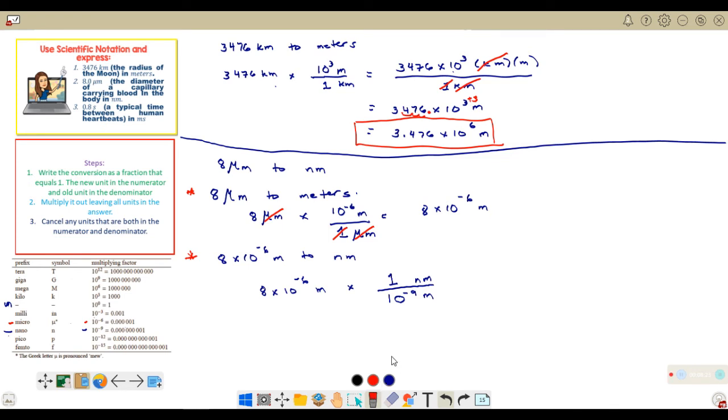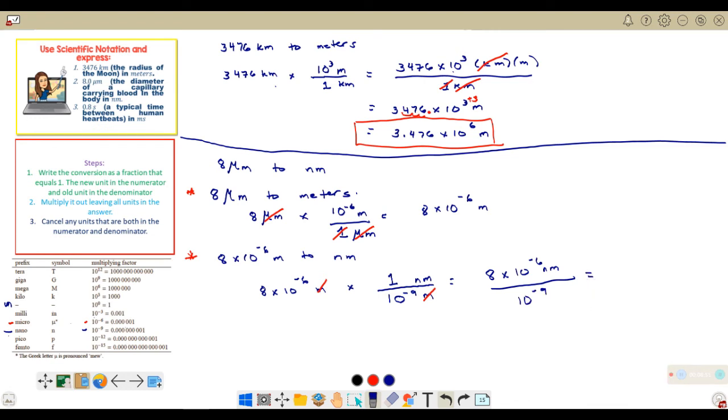Now, let's perform multiplication. At mag-cancel out din pala tayo ng mga same na units. So, tanggalin na natin sila. Parehas may meter, tanggalin na natin. We will be left with 8 times 10 raised to the negative 6 nanometer over 10 raised to negative 9.